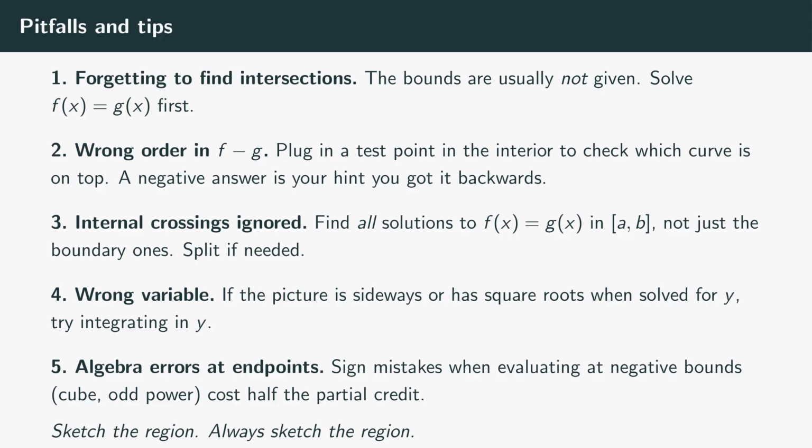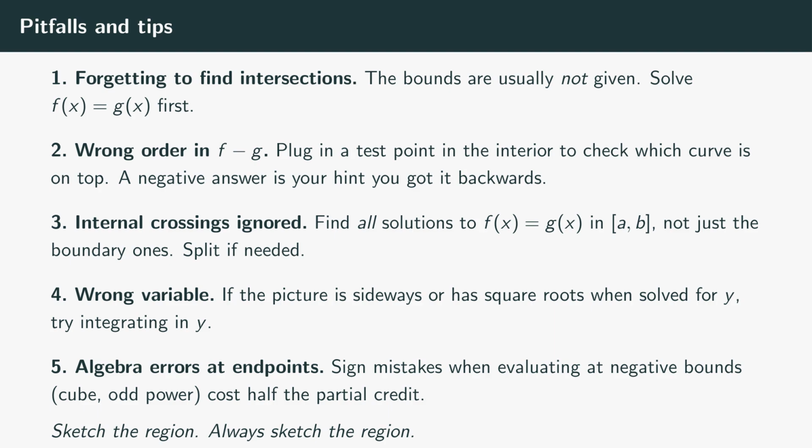5 common pitfalls, since this topic looks easy and bites students in predictable ways. 1. Forgetting to find intersection points. In most problems, you're not handed an interval from a to b. You have to find a and b by solving f of x equals g of x. If your final answer doesn't have a and b coming out naturally from the geometry, you probably skipped that step.